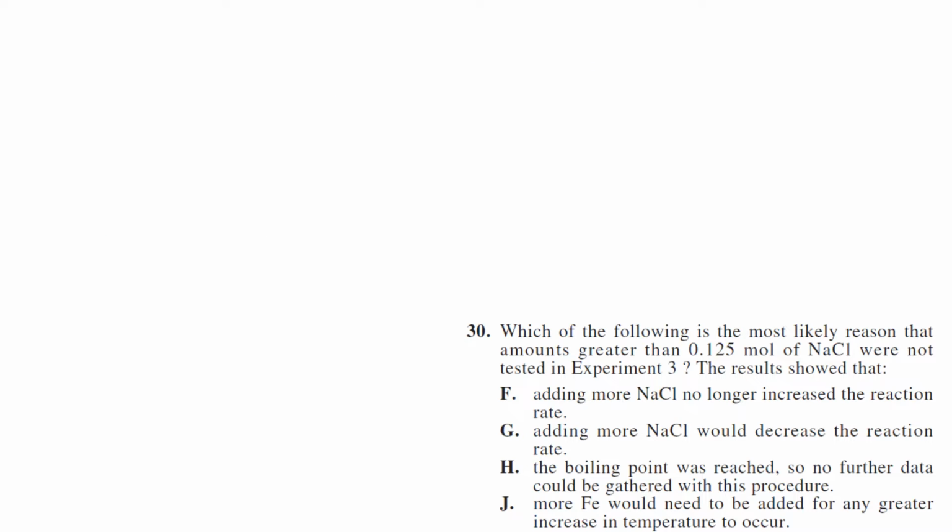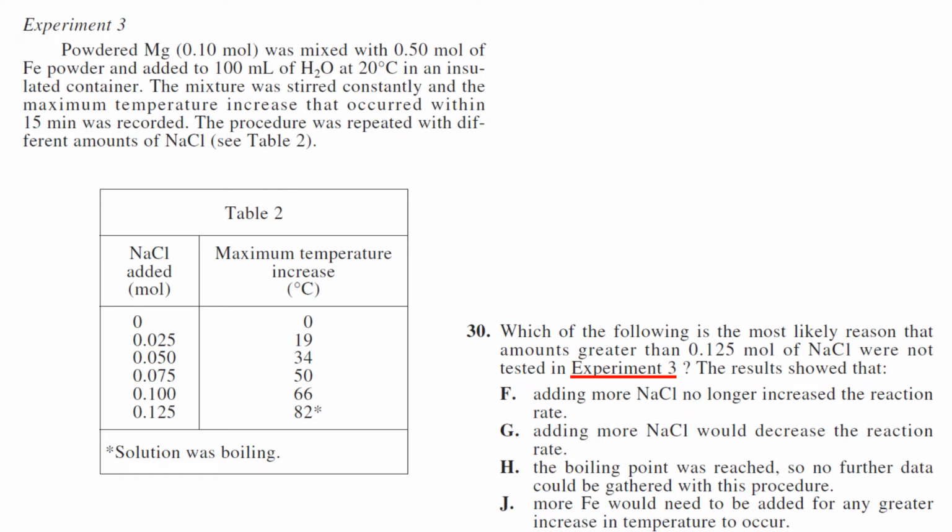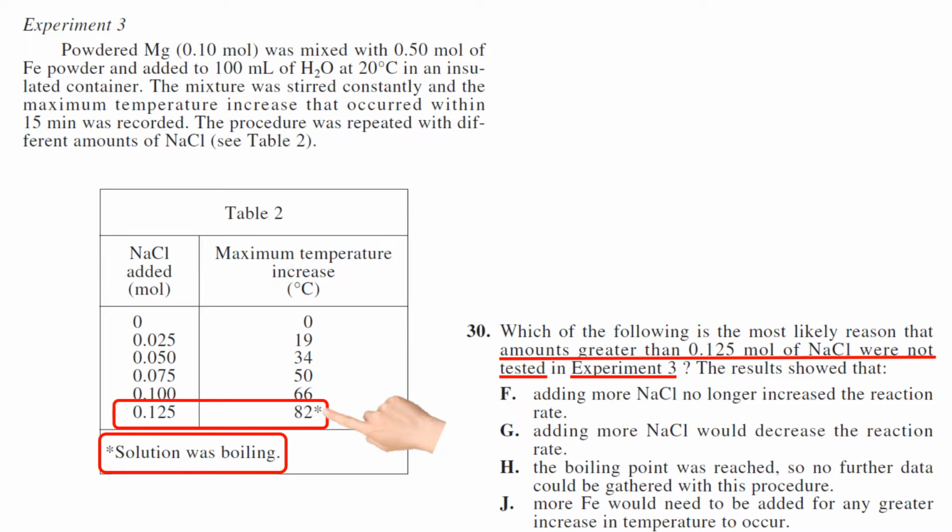Number 30, we're using experiment 3. Which of the following is the most likely reason that amounts greater than 0.125 moles of NaCl were not tested? We see this nice little asterisk after the 82 that tells us the solution was boiling. Pretty definitely the answer is going to be H, but we can process eliminate the others.